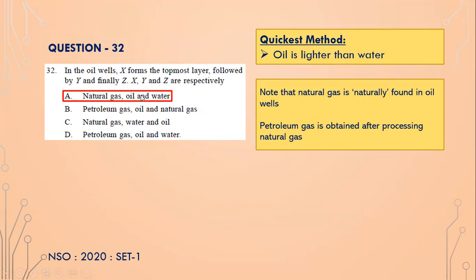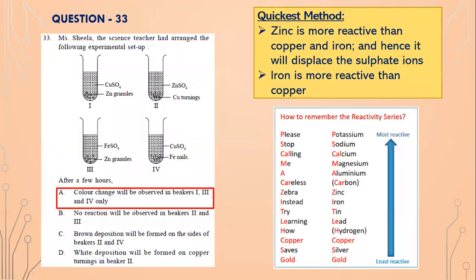You can do a small experiment at home. You can take a glass full of water and put 2 or 3 drops of oil, any cooking oil, and you will see that the oil will actually float on water, because oil is lighter than water.